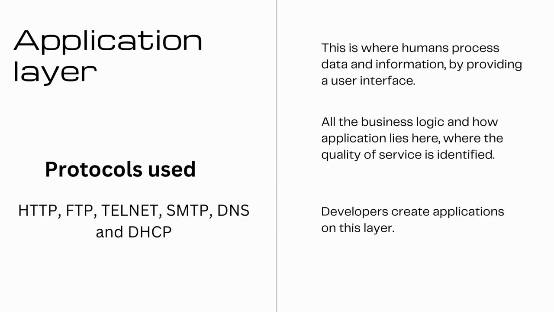So the developers create applications on this application layer. For example, we can talk about web applications. When talking about web applications, we're talking about information security. Information security lies in this application layer, in the way the firewalls are implemented, like sandboxing solutions. We're talking about proxy servers and the likes.